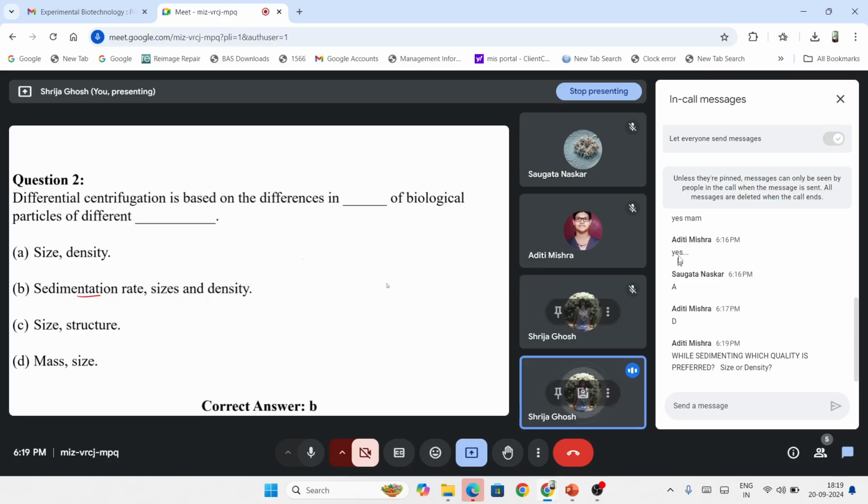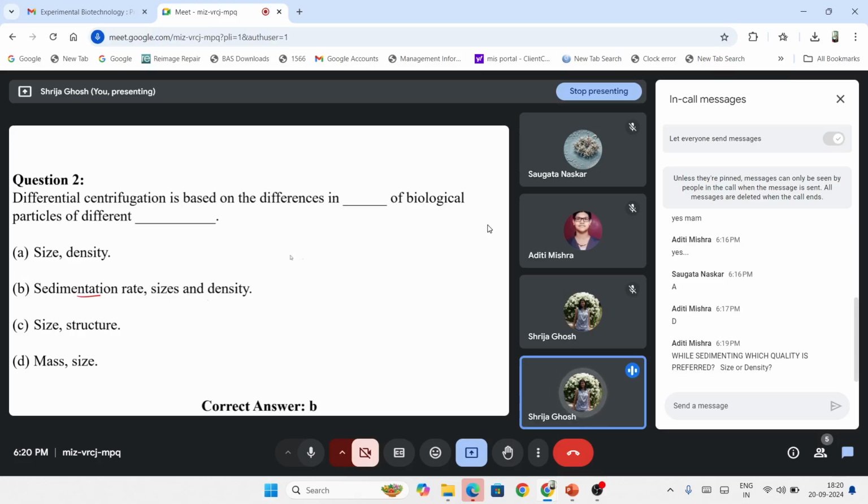While sedimenting, which quality is preferred, size or density? Depends on what technique you are using. So if you are using density gradient centrifugation, then we are exploiting only the density, the property that we are exploiting there is density. Okay, so we are using density as the factor to separate molecules. Now, if I am using differential centrifugation, I am using the properties size and density both.